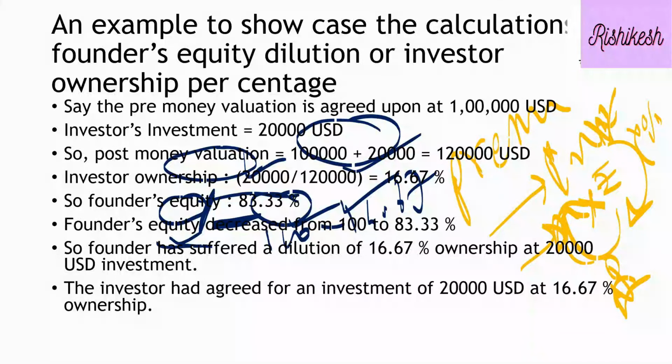So founders equity has decreased from 100 to 83.33%. So it is said that the founder has suffered a dilution of 16.67 ownership at 20,000 US dollars of investment. And on the investor side, it is being said that the investor has agreed for an investment of 20,000 US dollars at 16.67% ownership. So this is how, in terms of calculations, we can portray what happens once an investment happens. So an example just to show the calculation of founders equity dilution or investor ownership percentage, how to calculate that.